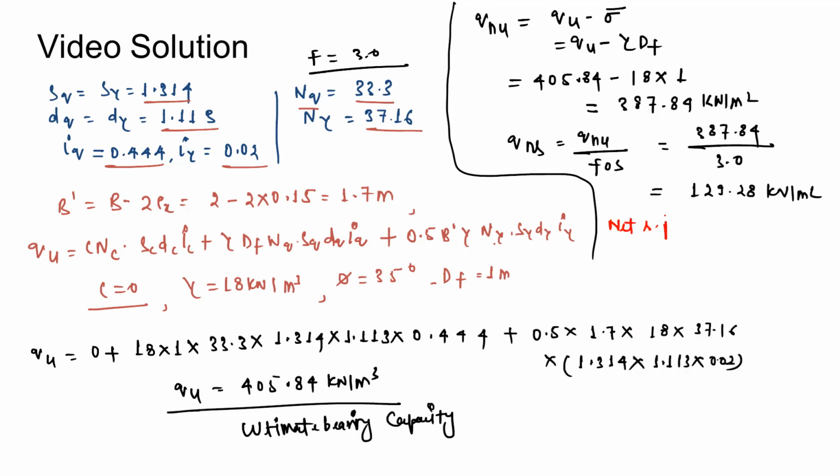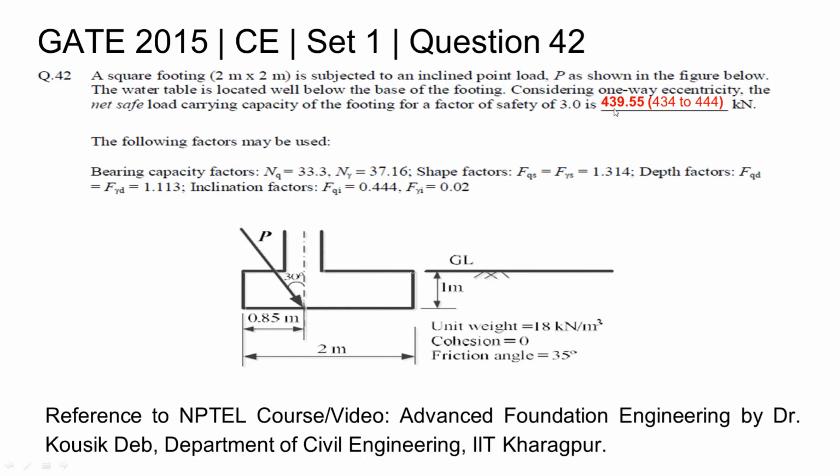Now net safe load will be qns into new area. So that will be 129.28 into new area, which is 2 into 1.7. So that will be 439.55 kilonewton. So this is our net safe load. The answer should be between 434 to 444 kilonewton, and the answer is coming as 439.554, which is nearer to 440. So this is the right answer.